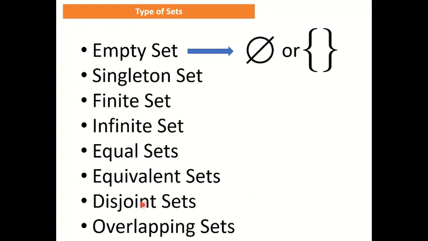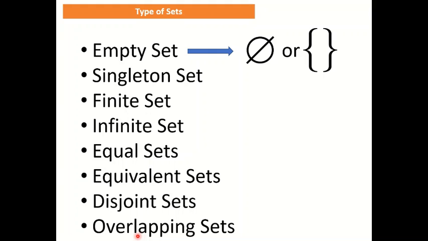Next, we have to move on to disjoint sets. Disjoint sets means they should have no common elements. Any two sets having no common elements is a disjoint set. That is set {A, B, C, D} and another one, set {P, Q, R, S}. Okay, is any element common? No common elements are there. So it is called disjoint sets.